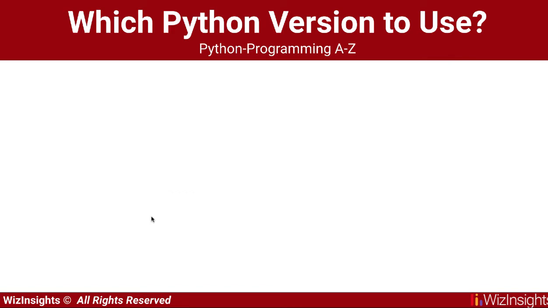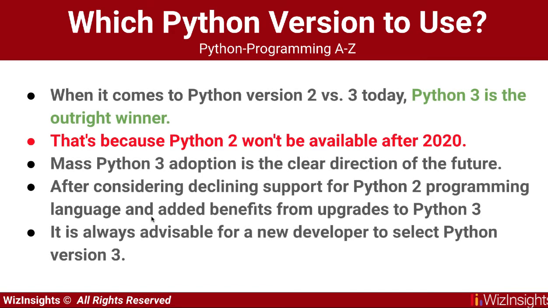So which Python version to use? When it comes to Python version 2 versus 3, today Python 3 is the outright winner. That's because Python 2 won't be available after 2020. Mass Python 3 adoption is the clear direction of the future. After considering the declining support of the Python 2 programming language and the added benefits from upgrades to Python 3, it is always advisable for a new developer to select Python version 3 for development. And we will proceed with our development using Python version 3.